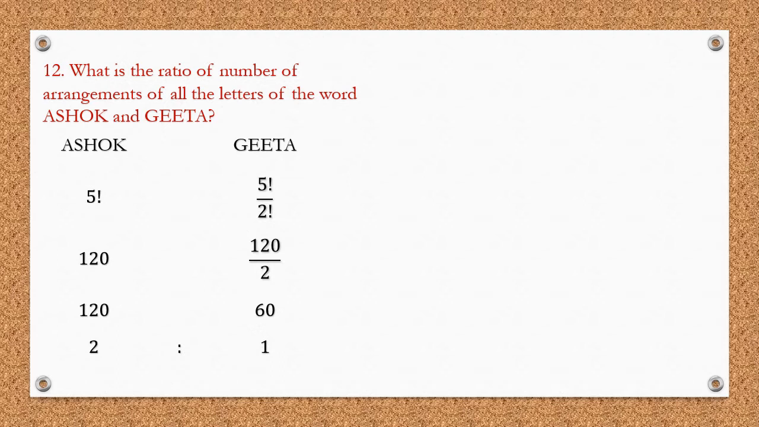Okay, so the ratio of the number of arrangements of all the letters of the words Ashok and Gita is 2 is to 1. Simple reason that in Gita a letter has been repeated twice, so it has been divided by 2 factorial. Therefore, the number of arrangements of letters of Ashok are twice that of Gita.